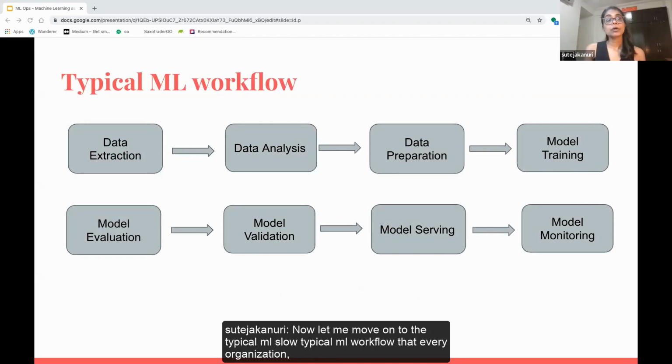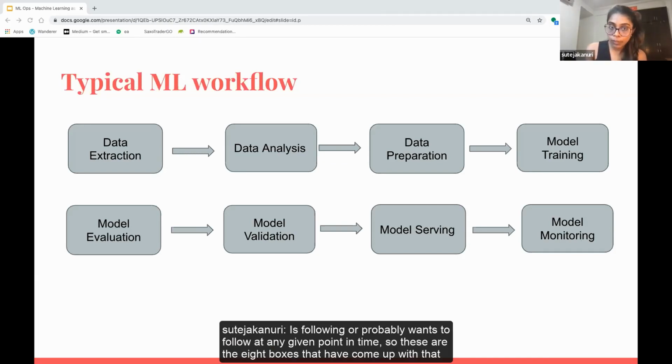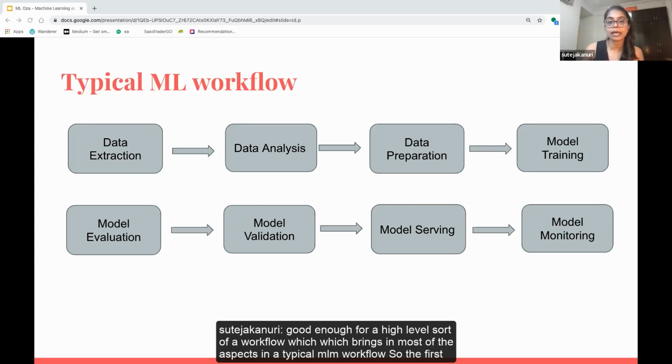Now let me move on to the typical ML workflow that every organization is following, or probably wants to follow, at any given point in time. So these are the 8 boxes that I've come up with. There can be many, but these are good enough for a high level workflow, which brings in most of the aspects of a typical ML workflow.